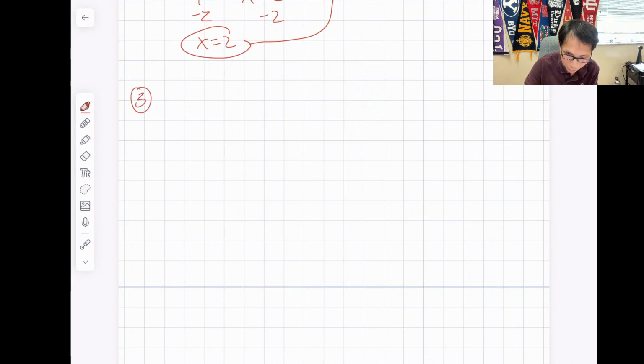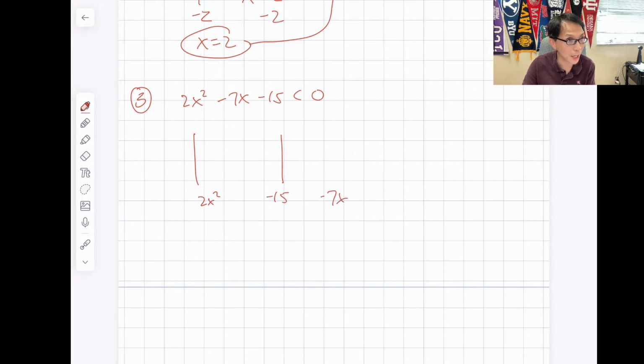But question 3, you're going to see this on the test. It's called quadratic inequality. And for quadratic inequality, you're going to have to factor this. So I'm going to factor this using the box method.